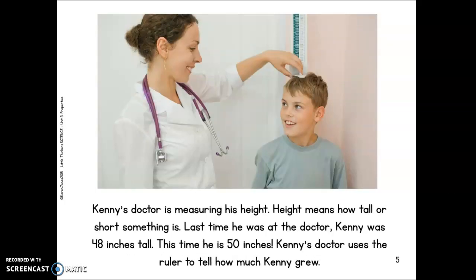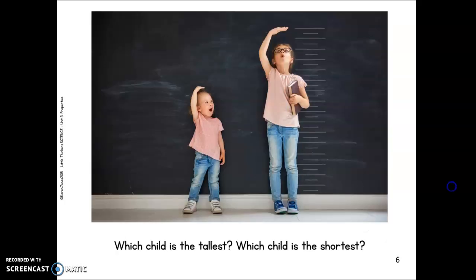Kenny's doctor is measuring his height. Height means how tall or short something is. Last time he was at the doctor, Kenny was 48 inches tall. This time he is 50 inches. Kenny's doctor uses the ruler to tell how much Kenny grew. Which child is the tallest? Which child is the shortest?